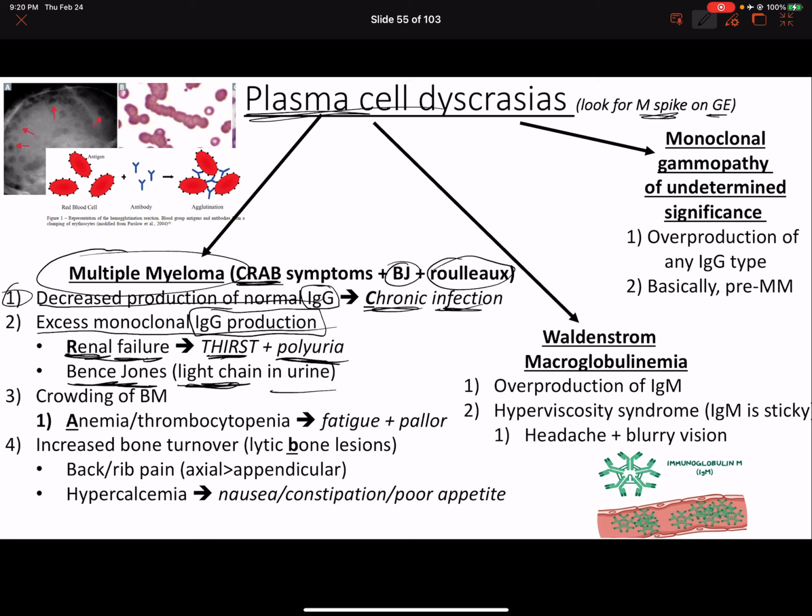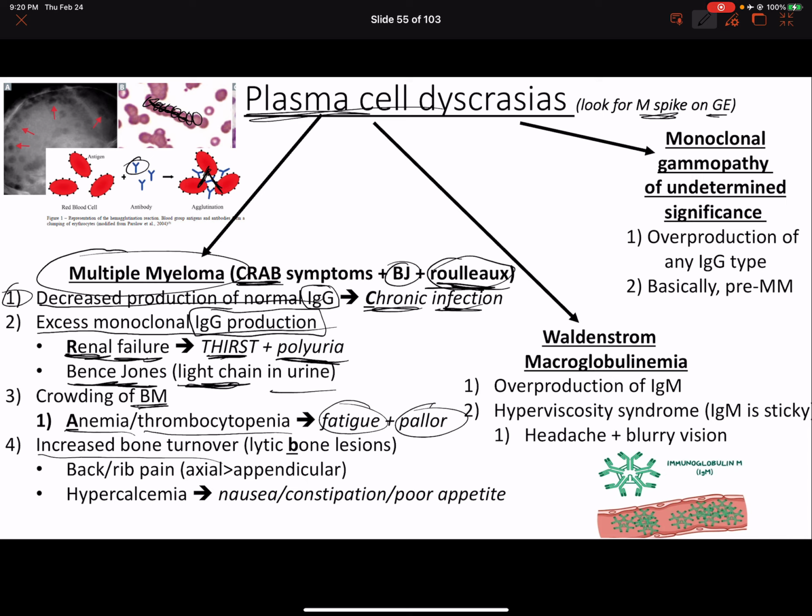And rouleaux, these look like a bunch of poker chips stacked up. Antibodies are going to agglutinate and bind red blood cells together. Too many antibodies in the blood are going to bind all of these red blood cells together in this very specific pattern. If I have B cells overdividing in the bone marrow, I'm crowding the bone marrow, which means I cannot make my red blood cells and I cannot make my platelets. So you will have fatigue and pallor also as clinical symptoms.